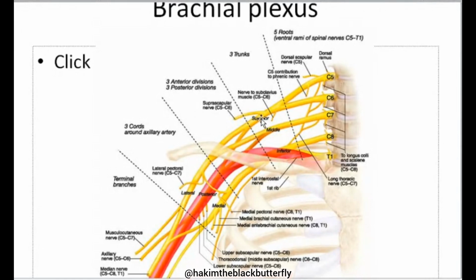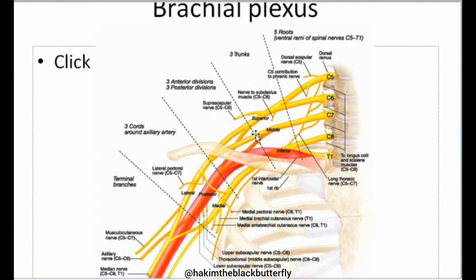From the trunks, we go to what we call divisions. Each of these trunks gives off an anterior division and a posterior division. And that is what we are seeing here. The superior trunk is giving off an anterior division and a posterior division.